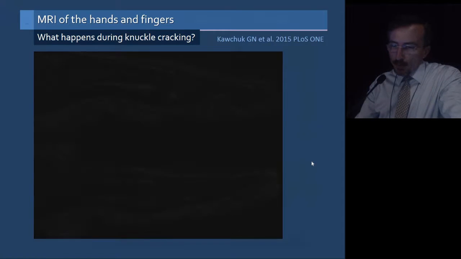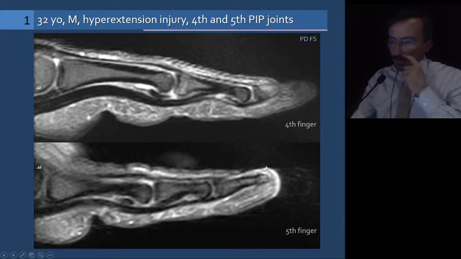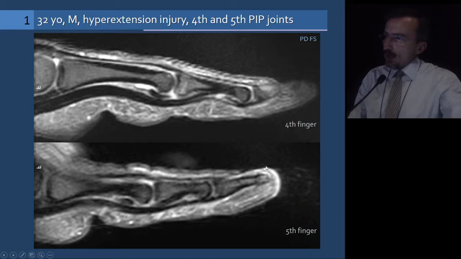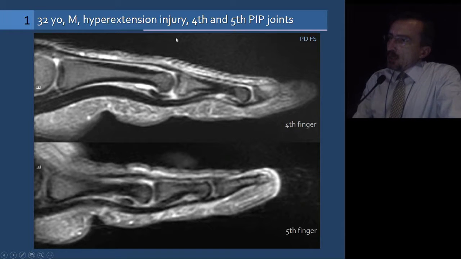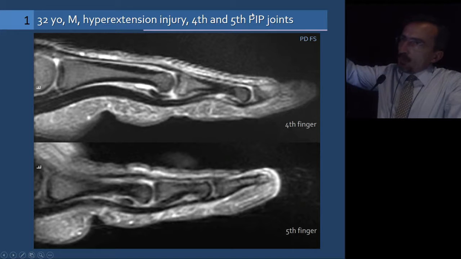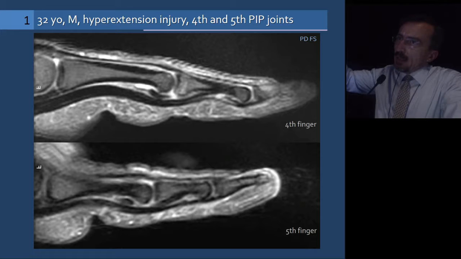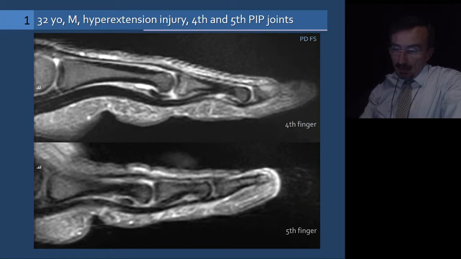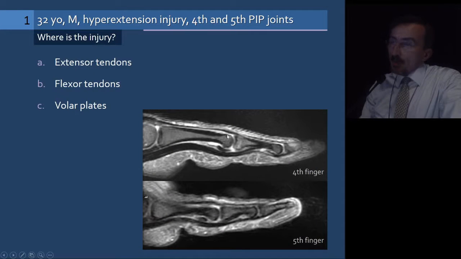So this was just for the fun of it, and this brings me to my first question, which is a 32-year-old male with hyperextension injury. A basketball hit the fingers in such a way that the fourth and fifth fingers were actually hyperextended. And my question here would be the location of the injury. Where do you think is the injury located? Is it extensor tendons, flexor tendons, or volar plates?